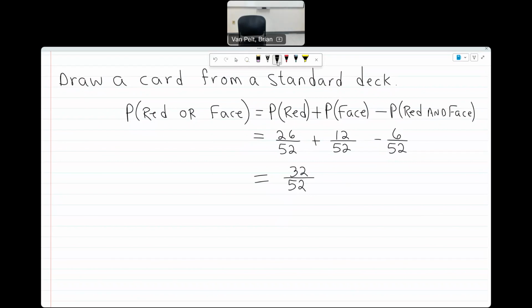Here's another one for you. Same style of problem. Find for me the probability of either a face or an ace card. Face or ace.